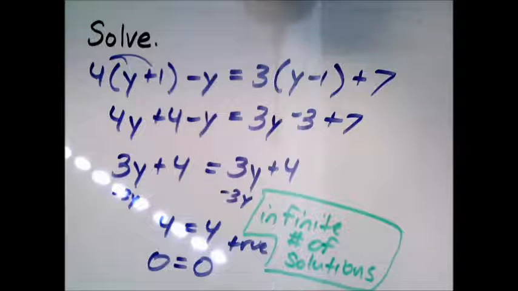So usually you get one solution, but these are the two oddball things that can happen. The hardest part about them is remembering that it can happen in the first place. So something true means infinite solutions, something not true means no solution.